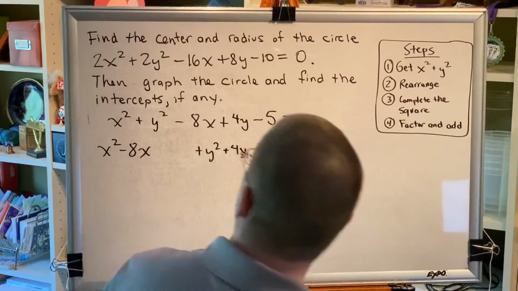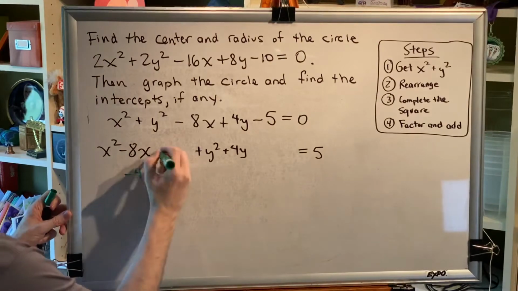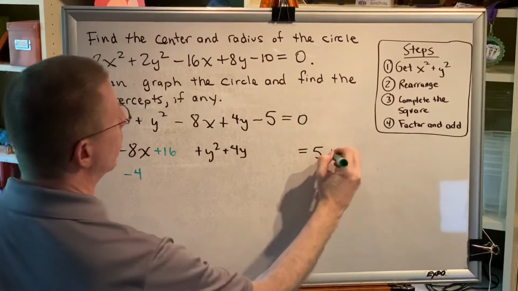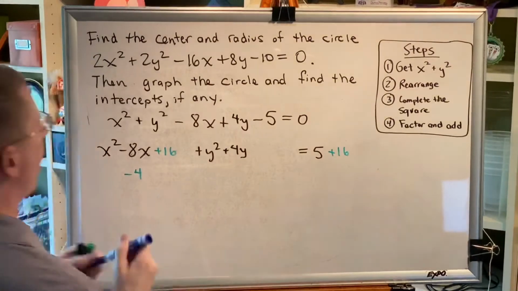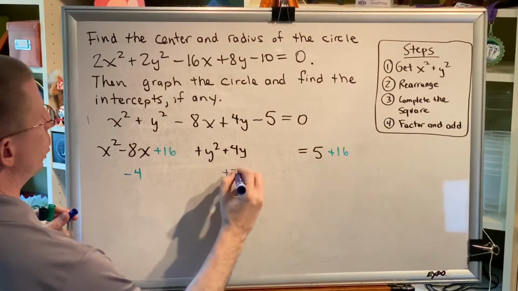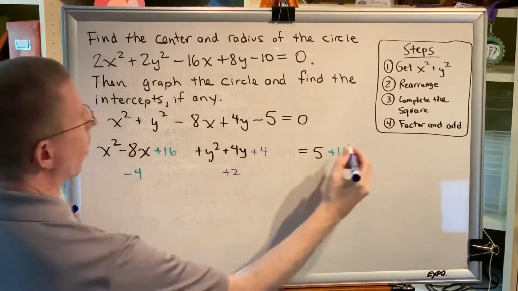Next, complete the square. Half of negative 8 is negative 4, and negative 4 squared is positive 16, which gets added here and here. Half of positive 4 is positive 2. Squared is 4. So 4 gets added here and here.